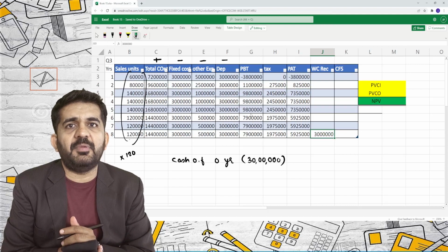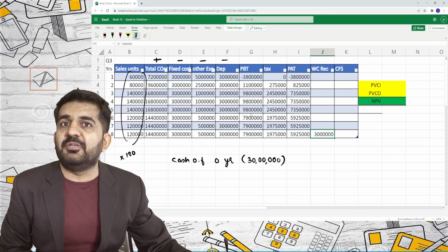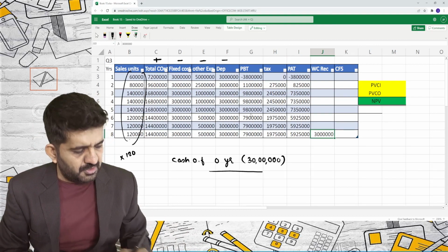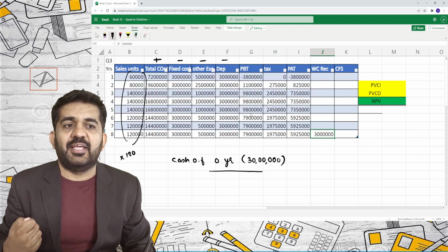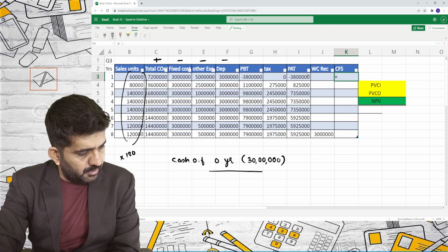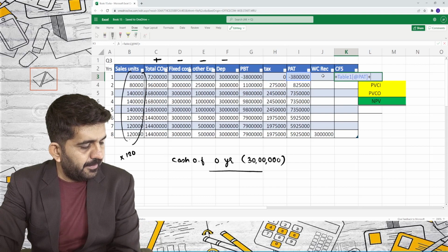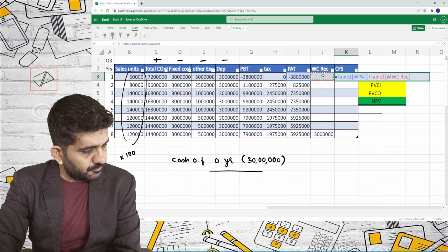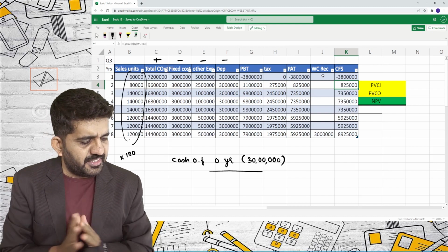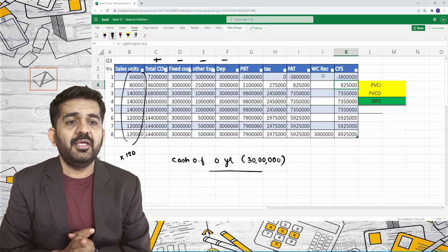Working capital will not be affected at any other point of time, so working capital for all other years remains 0. Working capital is a cash outflow at the end of year 0 and a cash inflow at the end of the last year. The last year's cash flow will be this column plus this column. These are my cash flows. In all other years it will remain the same. Just in the last year there will be 30 lakh rupees added to my cash flow.